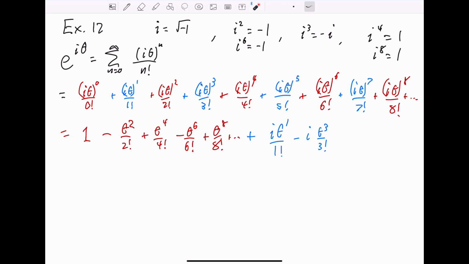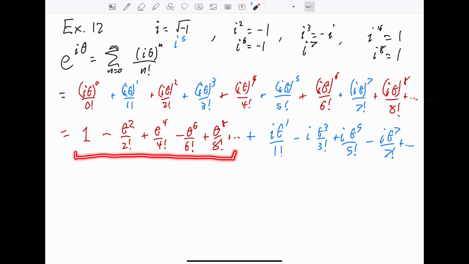i to the 5th loops back around to just be i. So for the degree 5 term, I have just i times theta to the 5th over 5 factorial, because i to the 5th is just back to i. One more term here, i to the 7th, that loops back around and matches i cubed. i to the 7th is also equal to -i. So here I'm going to have -i times theta to the 7 over 7 factorial. And this pattern continues. Now look at the terms in red.